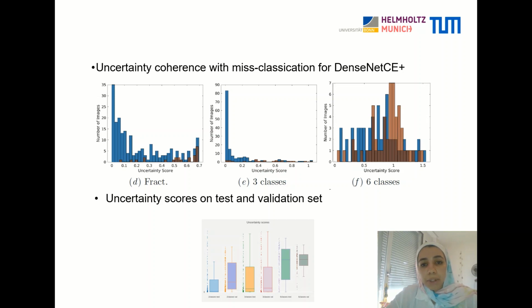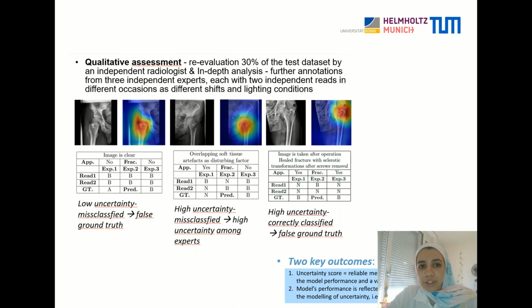Further, the coherence between the uncertainty scores and the misclassification was quantitatively measured. And results demonstrated that the misclassifications mostly occur in the high uncertainty region, and this is most apparent in the fracture detection in 3 classes. As for the 6 classes classification, it shows a Gaussian distribution for the uncertainty scores with almost no coherence with misclassification. This in particular is the most challenging scenario out of the previous cases, and it's also aligned with the F1 score reported.